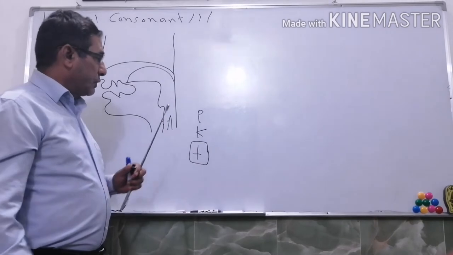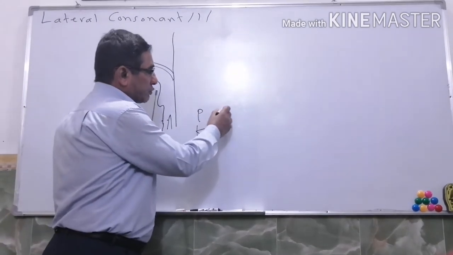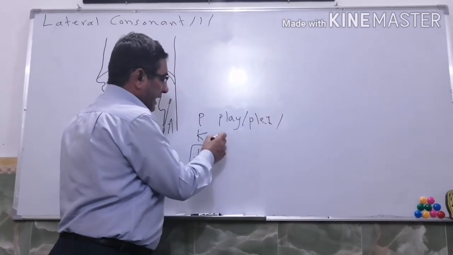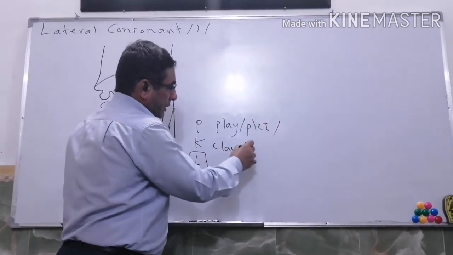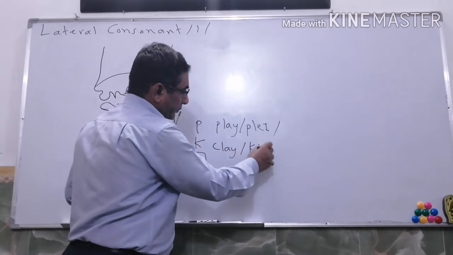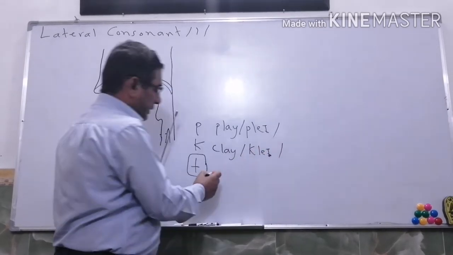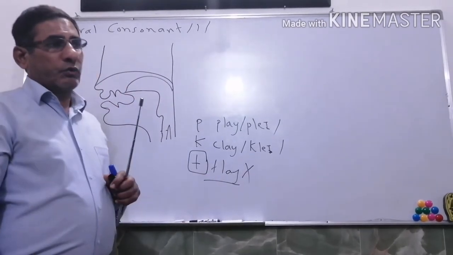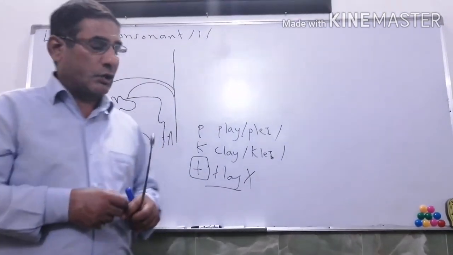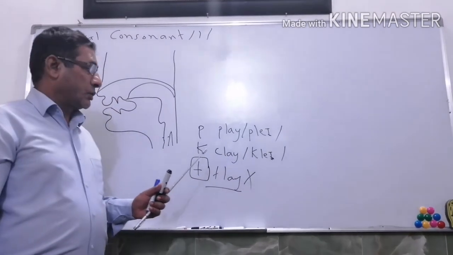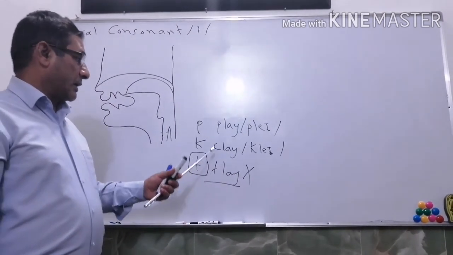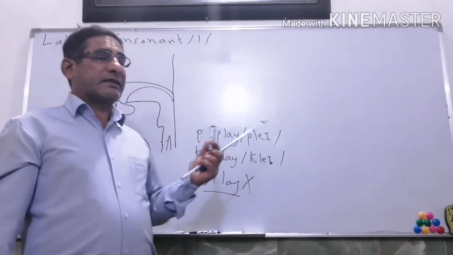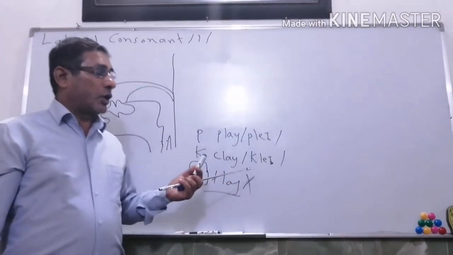Why? Because in English we may have, for example, play or clay, but we don't have tlay, for example. There is no such word in English, initially, of course. There is no T followed by L in English. Initially, we don't have such. Therefore, the writer says there is no friction except when it is immediately after P or K.